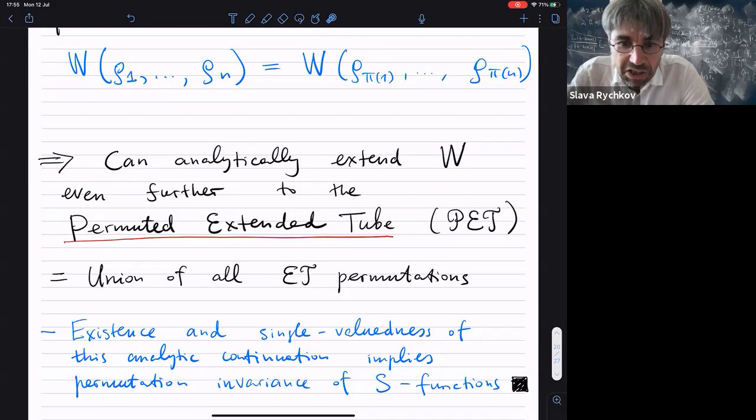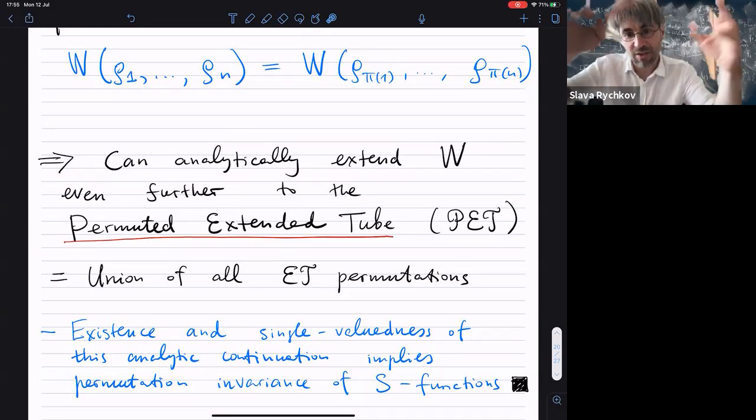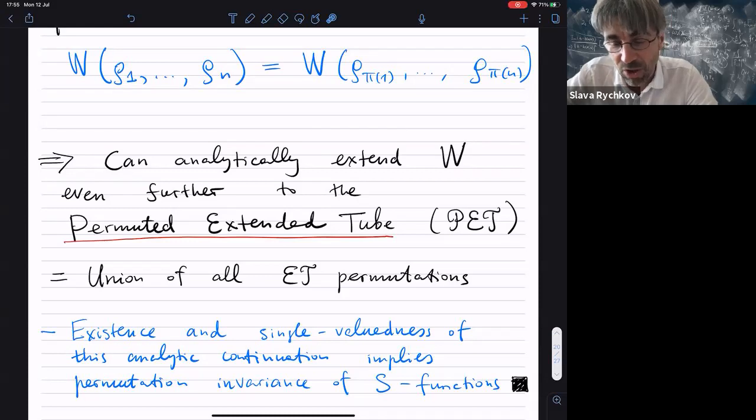So now, this was a very roundabout way, but the only way known to me towards showing that the Schwinger functions are permutation invariant. Because you have shown that there's this big analytic function, which is permutation invariant. Now you restrict again to some subset which corresponds to the Schwinger functions, and you show that the Schwinger functions are permutation invariant.